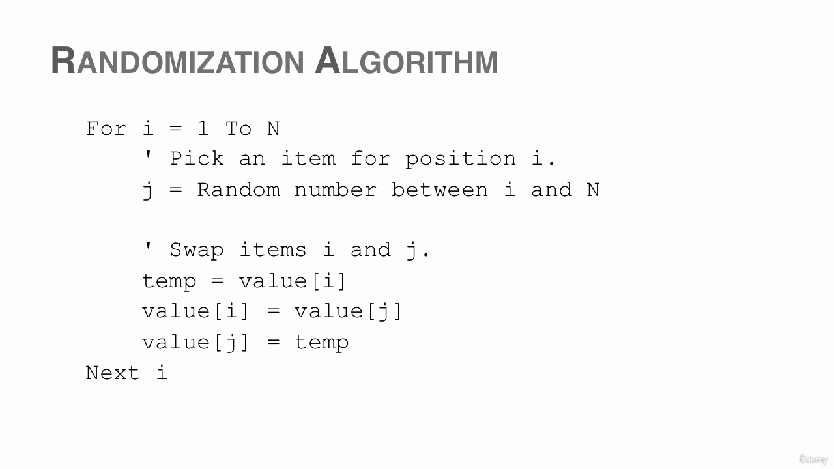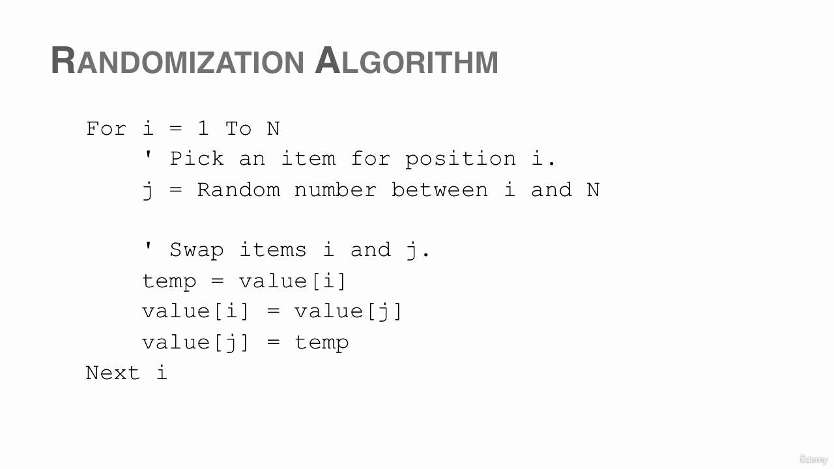In this lesson, I'm going to explain how you can use pseudo-random numbers to randomize the items in an array. This algorithm shows a simple way to randomize an array. The outer i loop covers the positions in the array. For each position i, the algorithm picks a random number j between i and n. The algorithm then swaps the items in positions i and j and moves on to the next position.